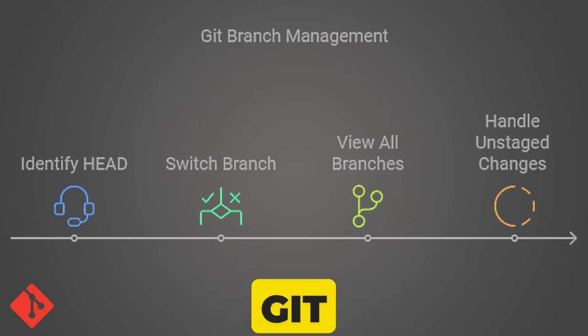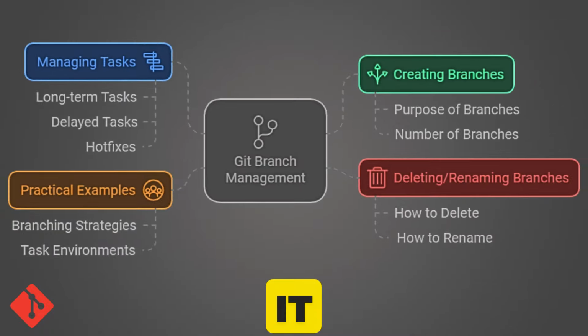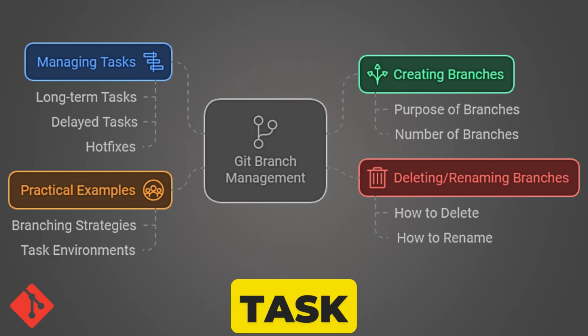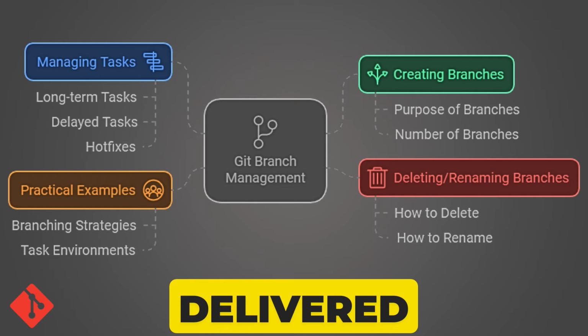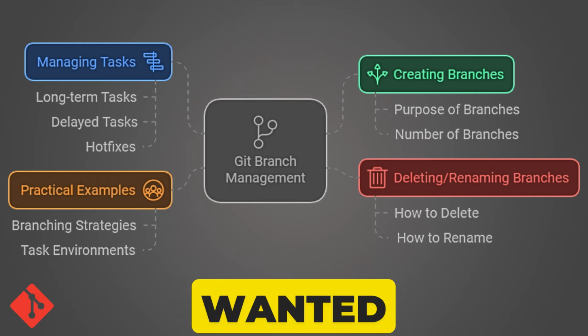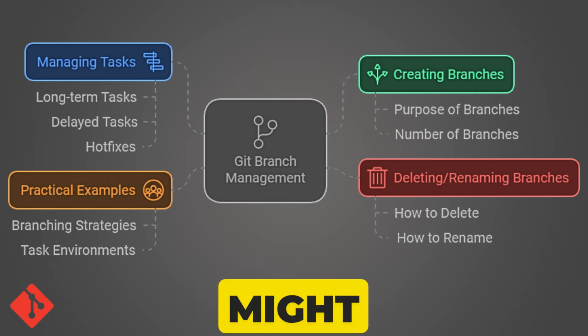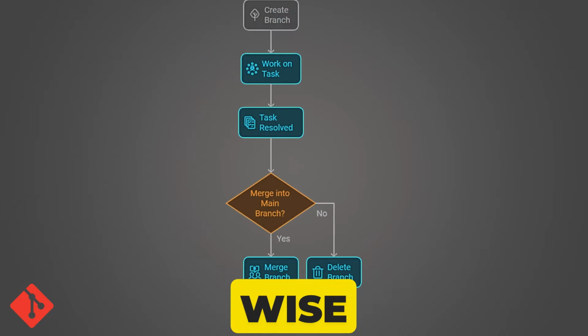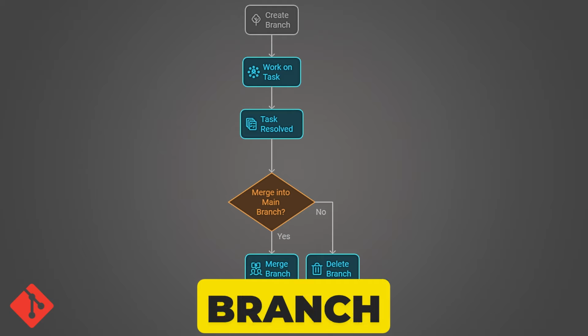Before we start with Git branches, why do we need a branch, and how many branches can we make? Suppose we have a very large project with multiple tasks, and some tasks will be delivered after 2 months, some might be delayed, and some might require a hotfix. It is also possible that we have some tasks environment-wise. In that case, branches will help us.